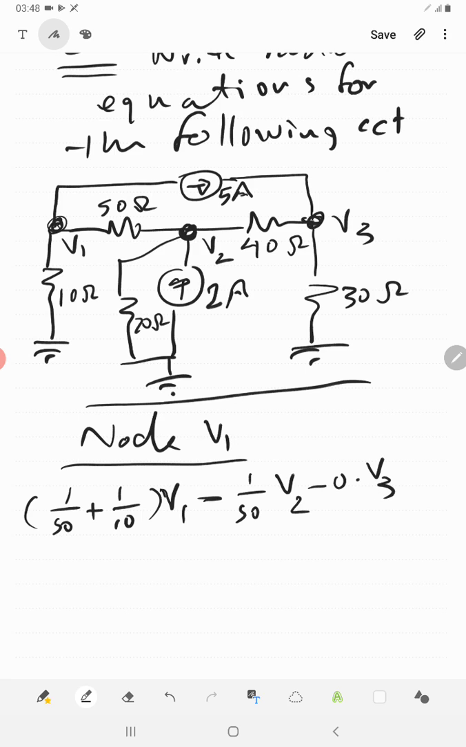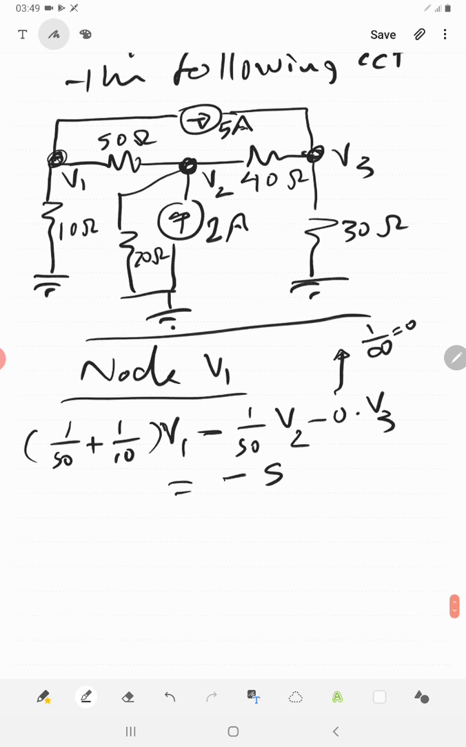We don't have anything connected. Actually, this zero here is 1 over infinity, because we have an infinite resistance connected between these two nodes, so it's 0. Is equal to injected currents. We have only the 5 amps, this 5 amps coming out, so we say minus 5. Okay?